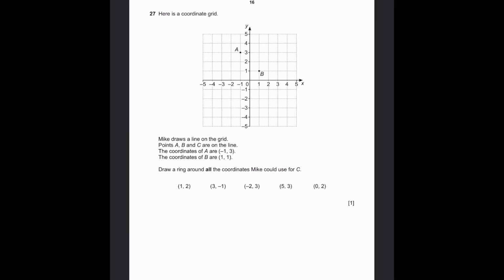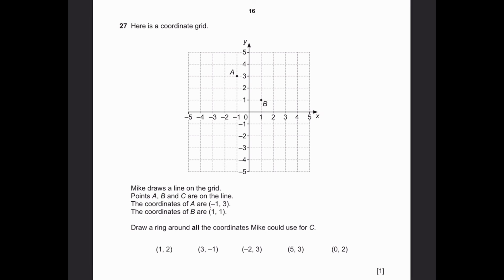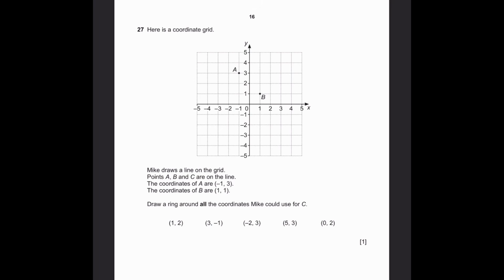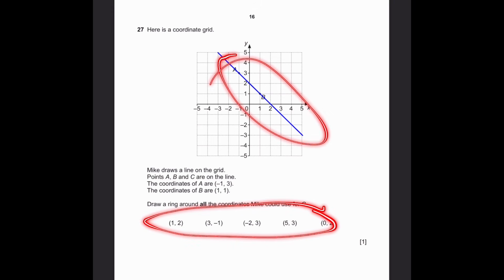Let's go to question 27. Here's a coordinate grid. Mike draws a line on the grid. Points A, B, C are on the line. Coordinates of A and B are minus 1, 3 and 1, 1, which are plotted here. Draw a ring around all the coordinates that Mike could use for C. Well, if points A and B are on the line, that means we have to just draw a line between the 2 points and extend it along this graph, and we'll see which of these points lie on this line.